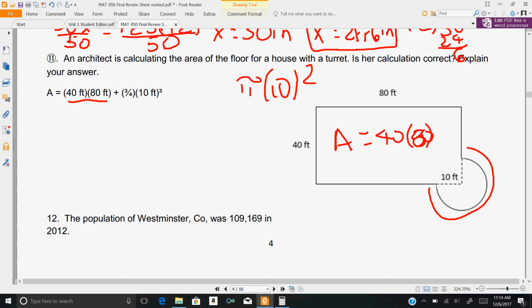But I don't have a whole circle. The circle actually extends into the house, and I've already counted that area. I've already counted 1/4 of the circle. The turret is only adding 3/4 of that circle. So I take 3/4 times pi r squared. And that's sort of where this comes from, but you'll notice the exponent is 3.